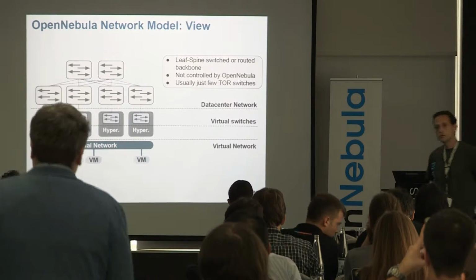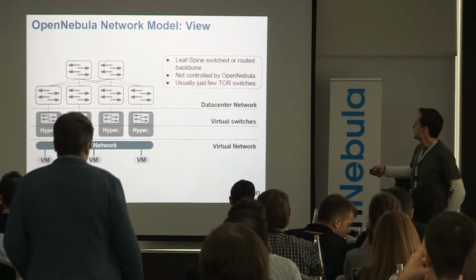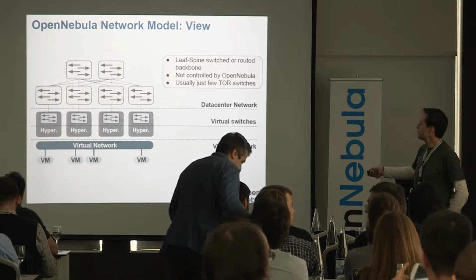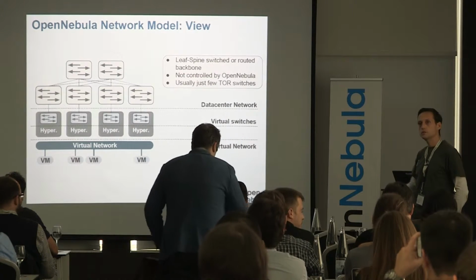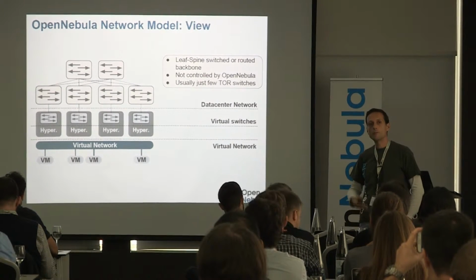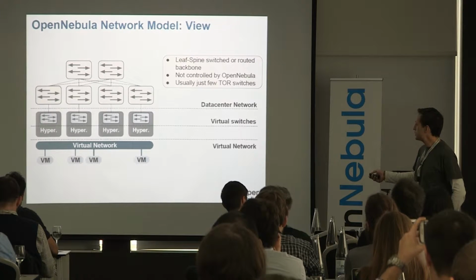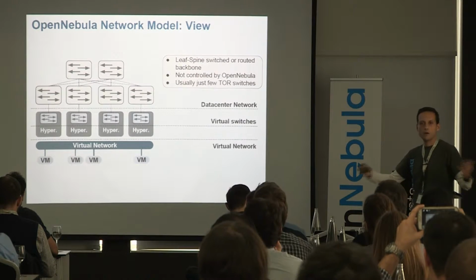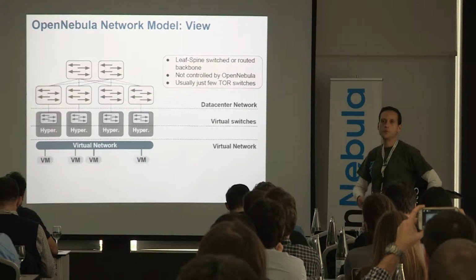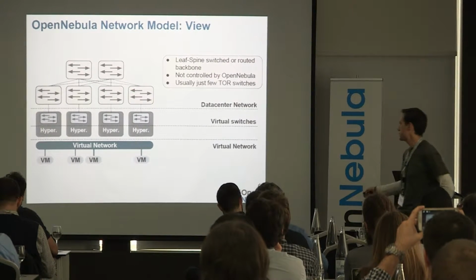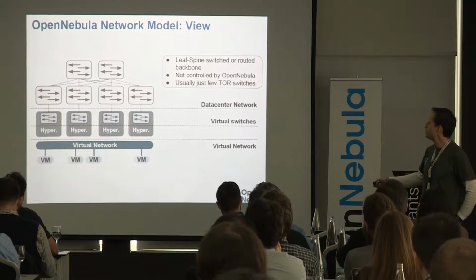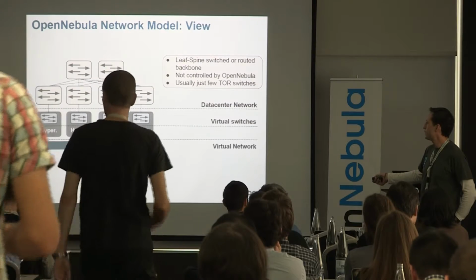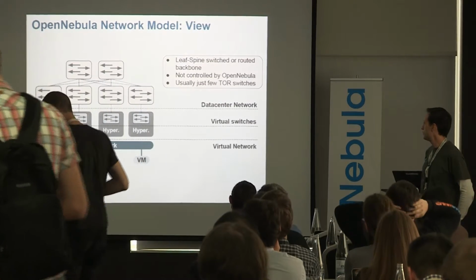Underneath, we have the hypervisors, and we have virtual switches, a software switch, which is usually a Linux bridge or Open vSwitch. Those switches are controlled by OpenNebula and are used to build the virtual networks for the VNs. On top of that, we have a virtual network abstraction with the virtual network drivers in OpenNebula and the virtual machines attached to that network.